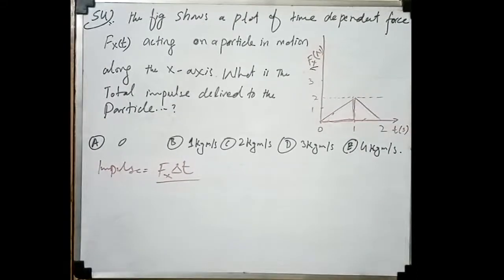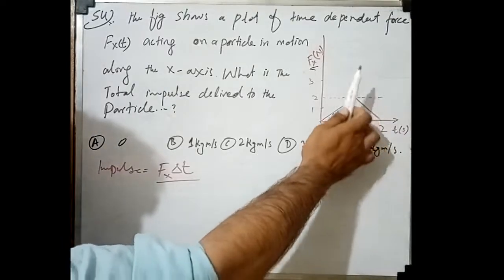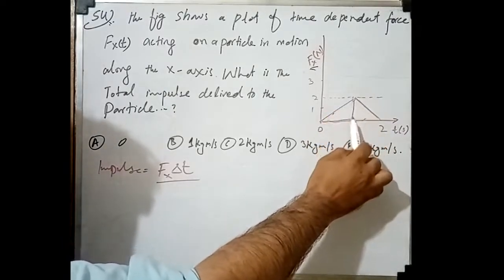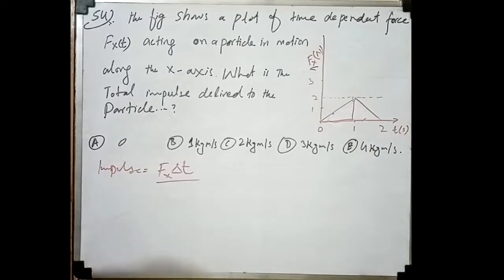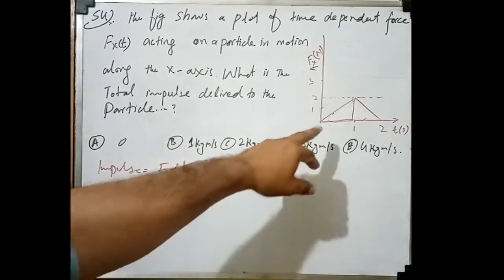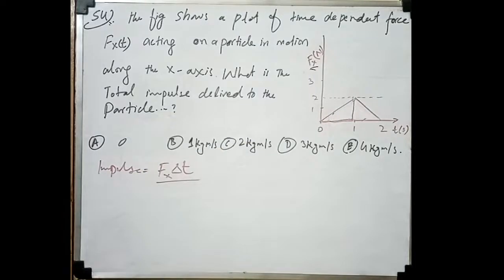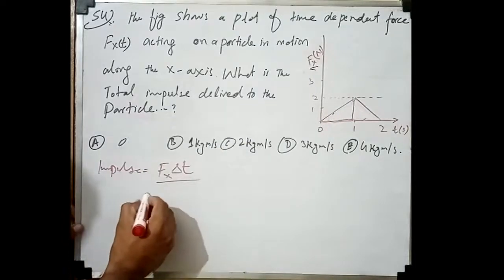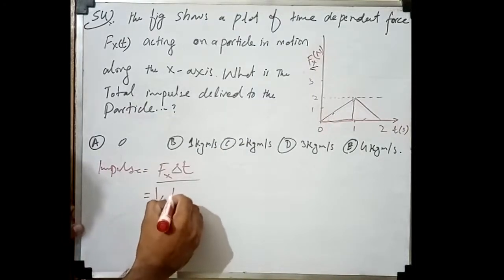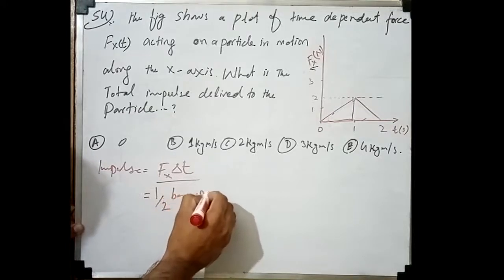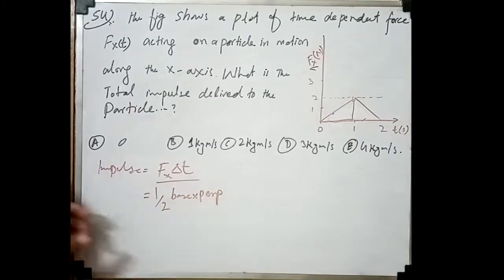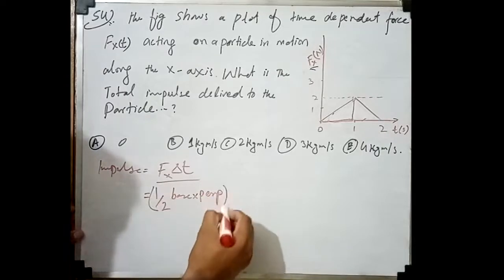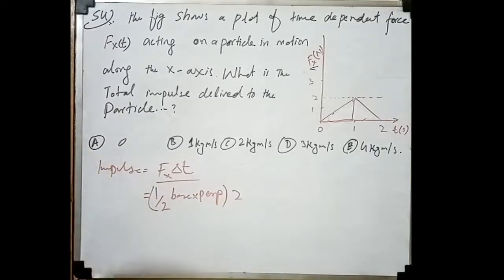Now to find the area of this graph, we split it into two equal parts. There become two right angle triangles. So we will find the area of these two right angle triangles. This will be equal to impulse. The area of a right angle triangle is half of the product of base multiplied by perpendicular. Since we have two triangles, we can multiply this by 2 because the two triangles are the same.